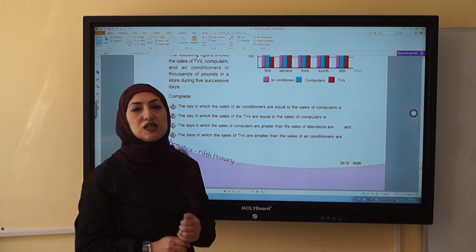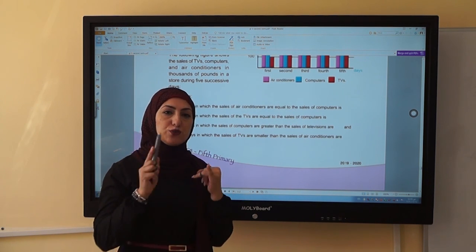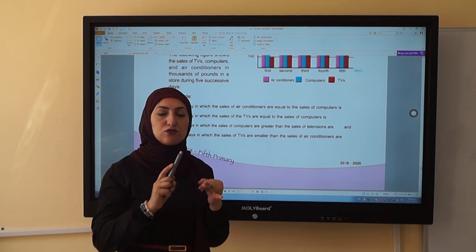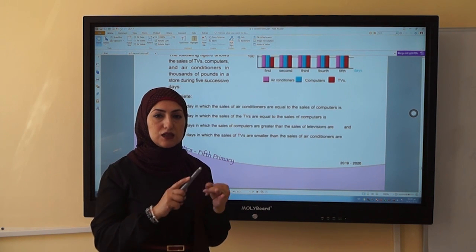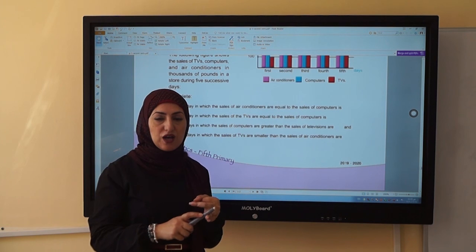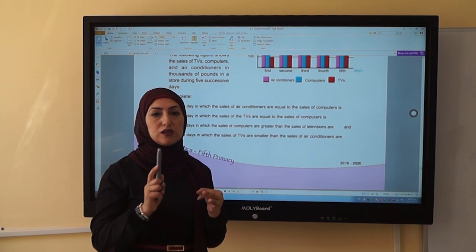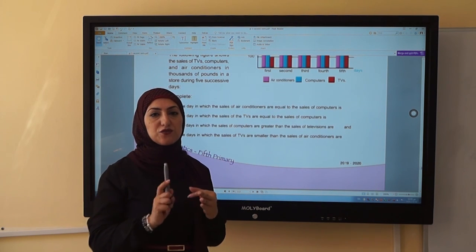By this lesson we have finished how to collect data, how to represent it in a frequency table or in a graph, and how we can read the graph and the frequency table.